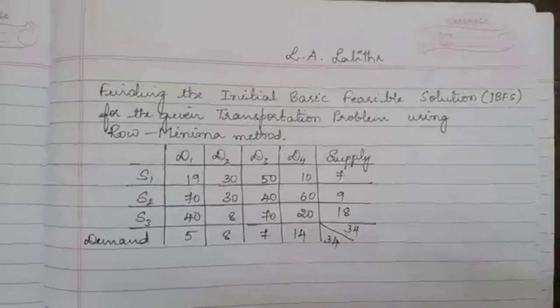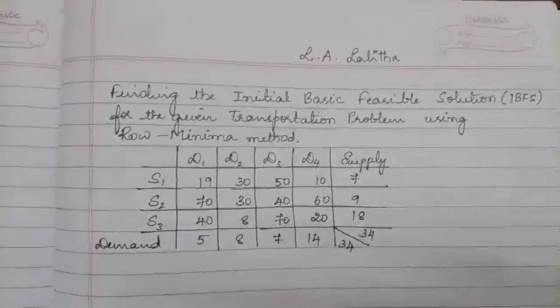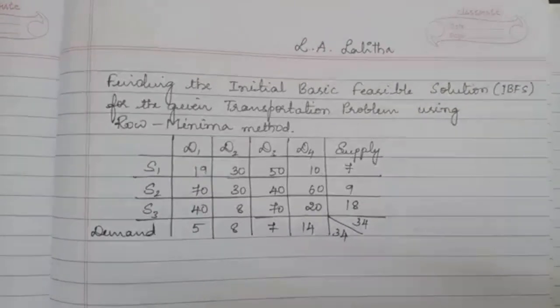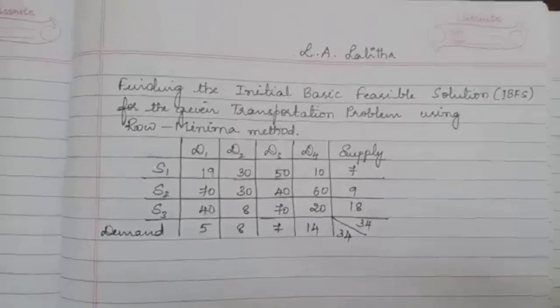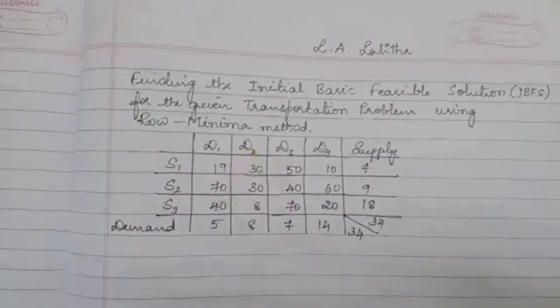In a previous video of mine, we have seen how to find the initial basic feasible solution for the transportation problem using the northwest corner method and least cost method. And in today's session, we will see how to find the initial basic feasible solution using the row minima method.